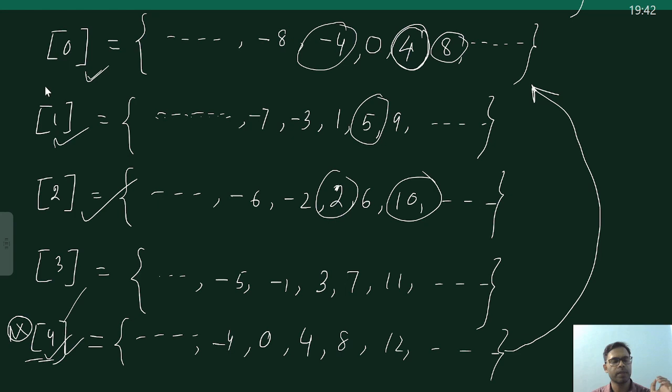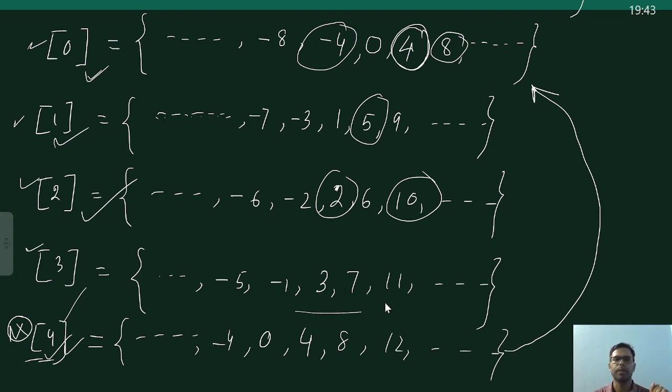So if you look at these classes a little, you will see this one and this one, there is no common elements among the classes of the elements. So no one has anything common with anyone. That means we can say that the equivalence classes are pairwise disjoint.